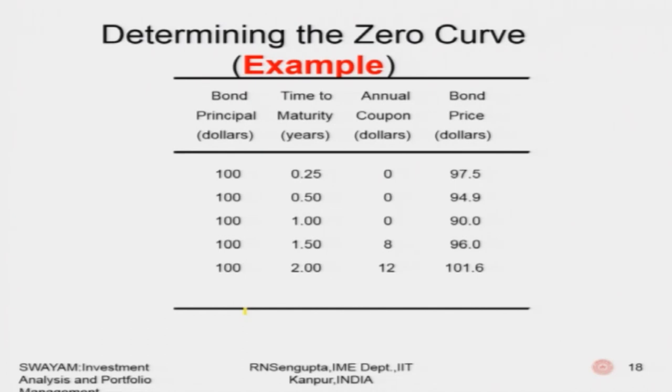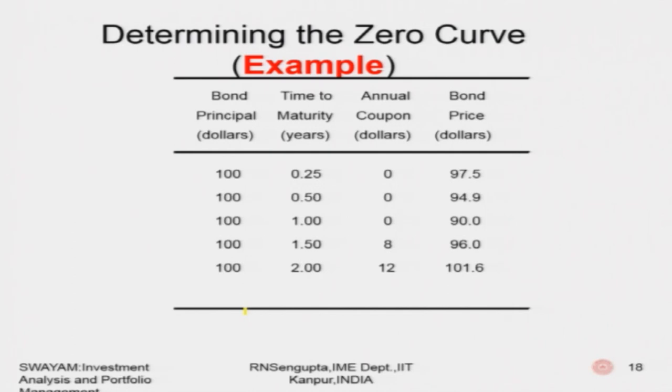So, for the case of 1/4 of a year, half a year, 1 year, the annual coupons are not paid. That means they are zero coupon bonds. Their behavior is like that. While in the second last case and the last case, where the time duration is 1.5 years and 2 years, the annual coupon rates are 8 and 12. But till now, it has not been mentioned at what intervals they would be paid. I'll come to that. The bond price values are given as 97.5, 94.9, 90, 96.0 and 100.6.